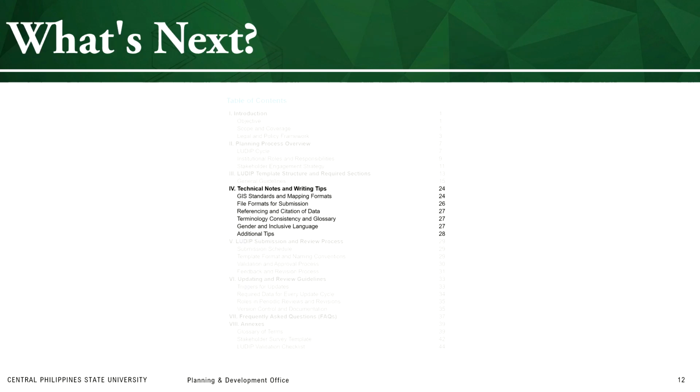In our next lecture, we move into Chapter 4, Technical Notes and Writing Tips, covering GIS standards and mapping formats, file submission requirements, citation standards, terminology consistency, gender-inclusive language, and additional writing tips to make your LUDIP document as professional and credible as possible. If Chapter 3 told you what to write, Chapter 4 will tell you how to write it well.